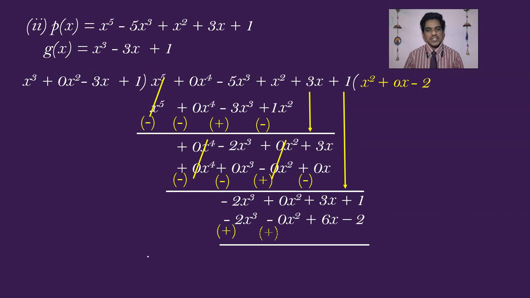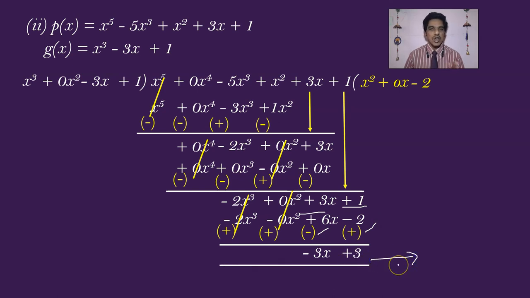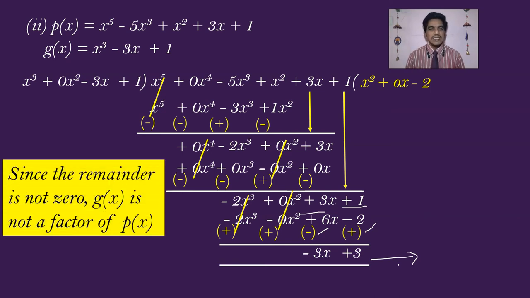Let us do the subtraction once again, change the signs. So minus 2x cube plus 2x cube 0, 0x square and 0x square 0. This is plus 3 and minus 6. So you will have minus 3x plus 1 and plus 2. This is actually plus 3. Now if you observe here, the remainder is not 0. That means the divisor is not a factor of the dividend. So you have to write, since the remainder is not 0, g of x is not a factor of p of x.